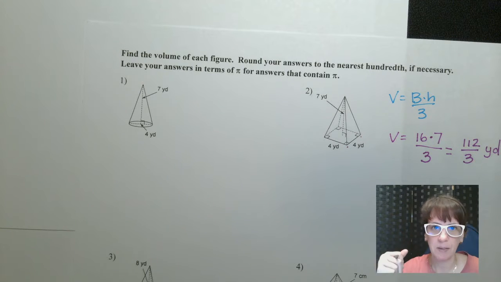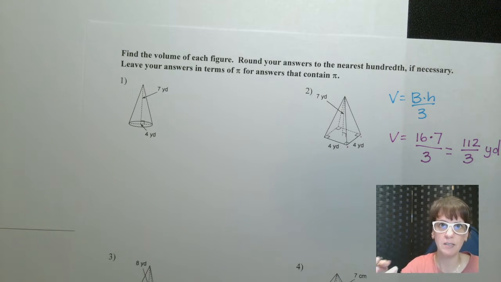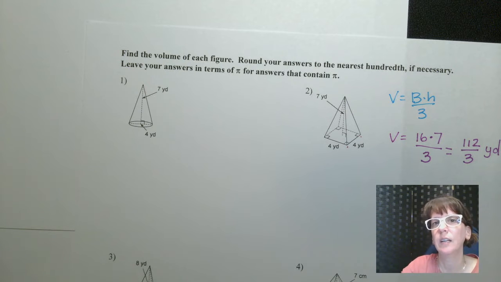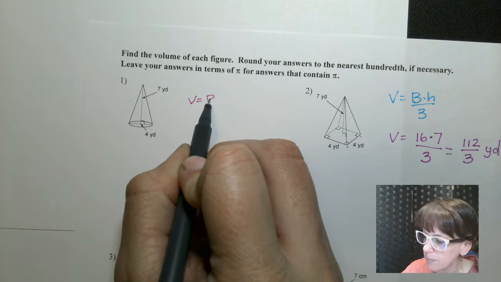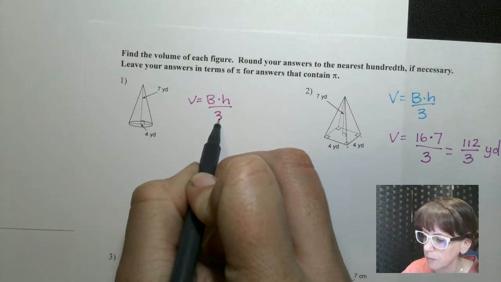So a cone is the same idea. If you have a cone and you have a cylinder and they both have the same bases, it takes 3 cones to fill up 1 cylinder. So same idea here. We have volume equals the area of the base times the height divided by 3.